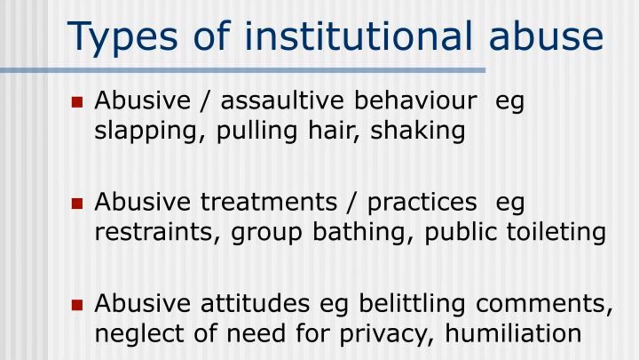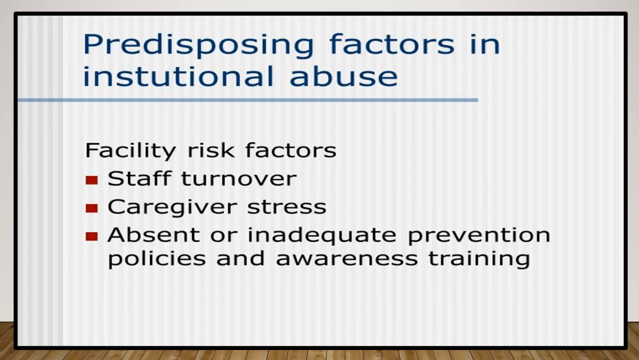Also, abusive attitudes towards the elderly to whom we are directing the services, such as using restraints, keeping them isolated, or not taking them outdoors for a time. All these are kinds of abuse to elderly people who are kept in such places with the aim of having full medical services and improving their situation. The predisposing or facility risk factors in institutional abuse can be titled under staff turnover, caregiver stress, and absent or inadequate prevention practices for the people serving such an elderly population.